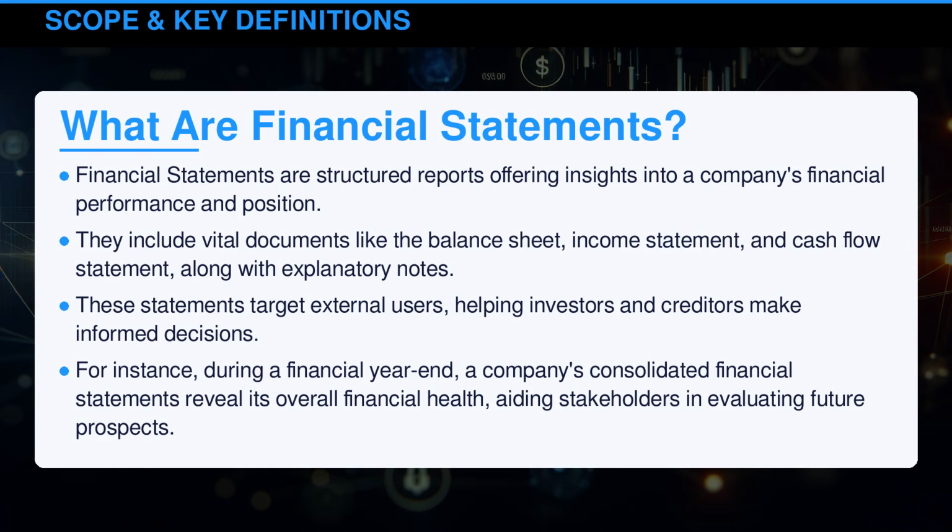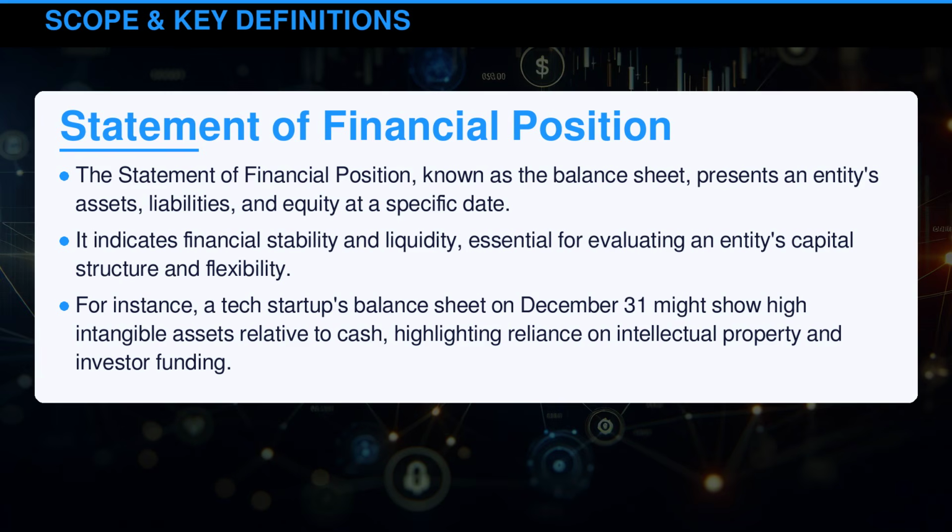future prospects. The statement of financial position, known as the balance sheet, presents an entity's assets, liabilities, and equity at a specific date. It indicates financial stability and liquidity, essential for evaluating an entity's capital structure and flexibility. For instance, a tech startup's balance sheet on December 31st might show high intangible assets relative to cash, highlighting reliance on intellectual property and investor funding.